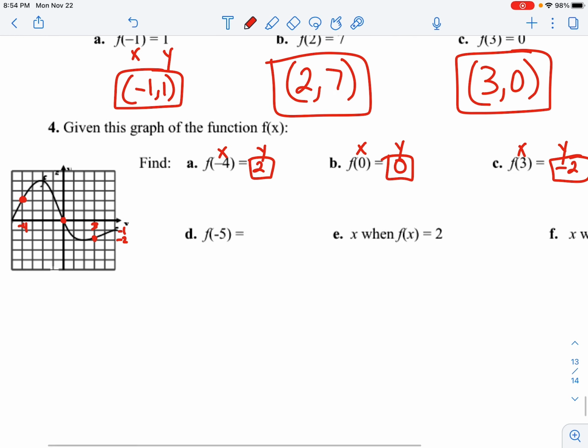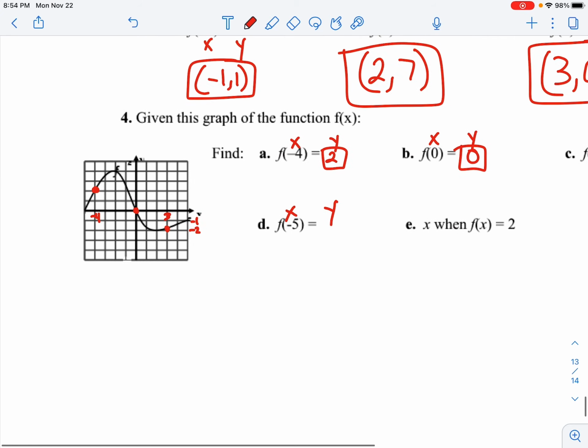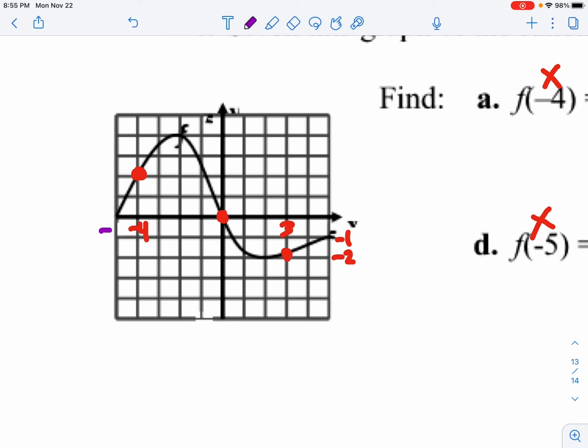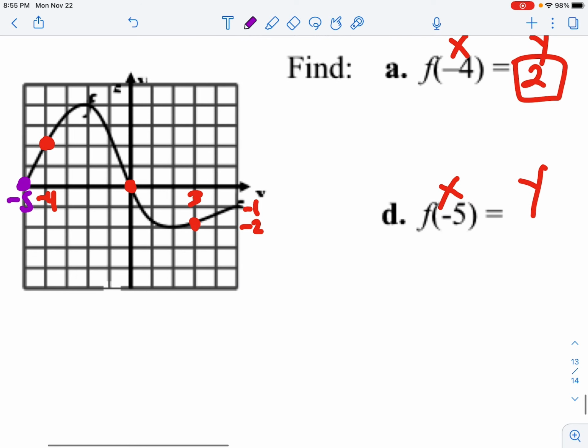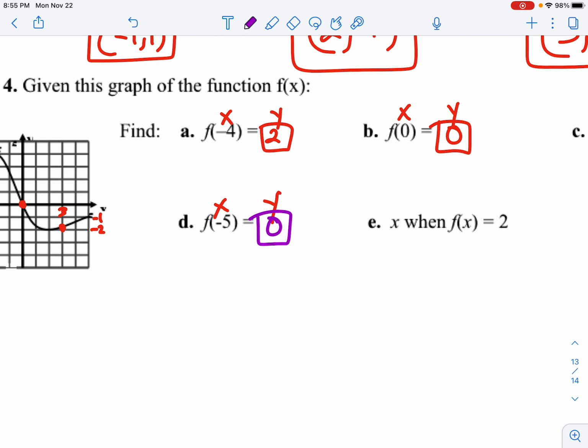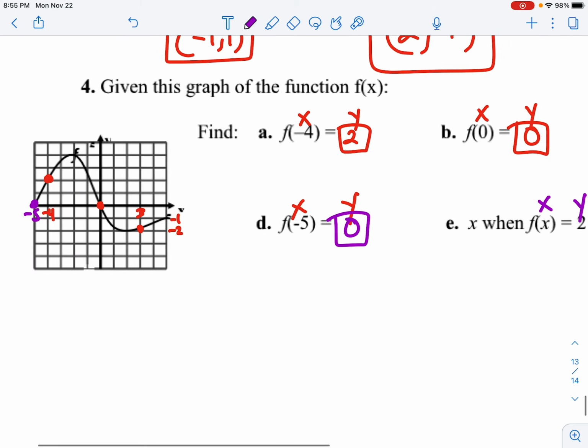All right, and then same thing here. If x were -5, what's the y? So if x were -5, which is over here, what's the y value? Well, the y value there is 0. Hopefully this all makes sense. Last two. Now this one, they want you to go backwards. They're giving you the y. Find the x. What's the x when y equals +2?